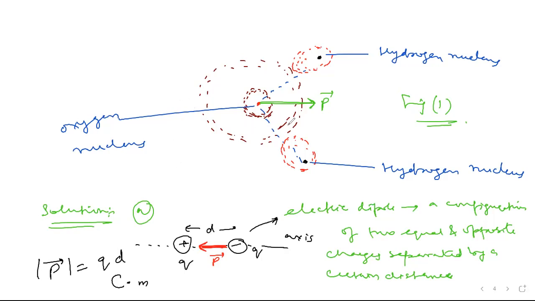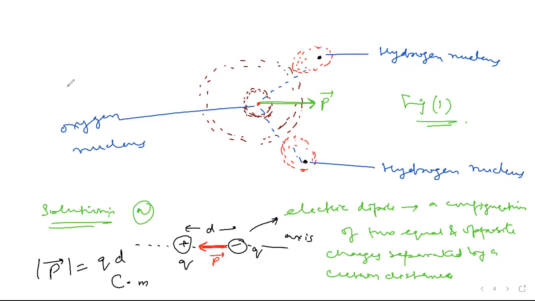You know, a hydrogen atom contains one proton in the nucleus and one electron in the extranuclear part. Its atomic number is 1. The atomic number of oxygen is 8. So it contains 8 protons inside the nucleus and 8 electrons in the extranuclear part. So overall, the molecule has 10 protons and 10 electrons, right?